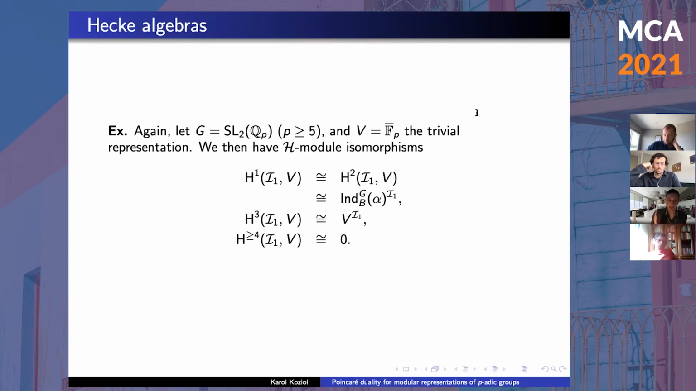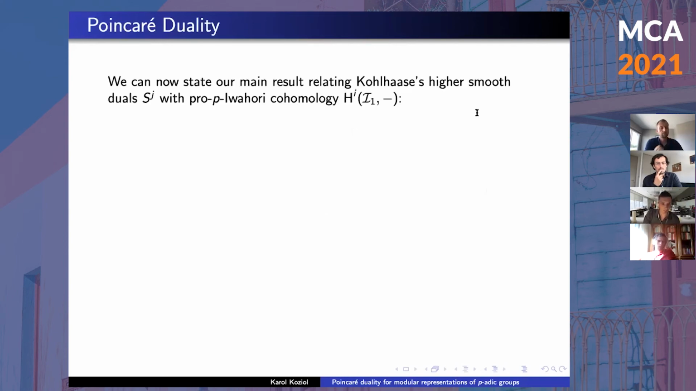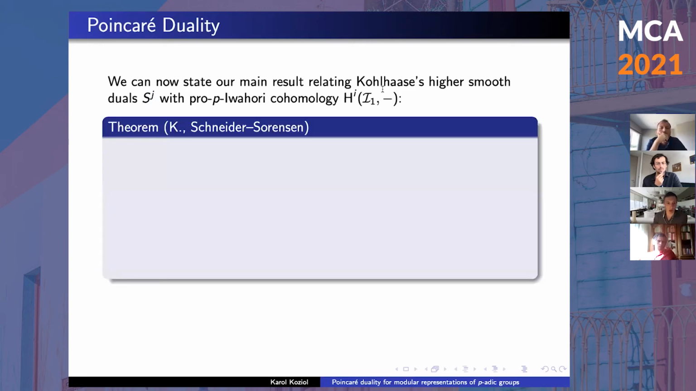Okay, so this is the setting that I'm working in and that I'm trying to understand. And now finally I can state the results that I mentioned at the beginning. I can state the main result, which relates Kohlhaase's smooth duals to this pro-p Iwahori cohomology. This theorem was also proven by Schneider and Sorensen using very different techniques.